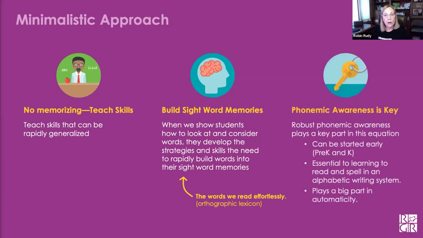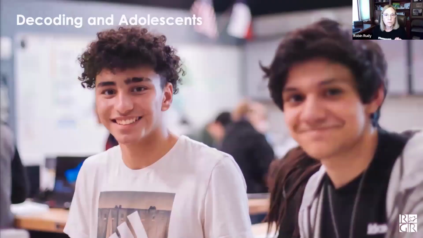Now, phonemic awareness is really key here. Robust phonemic awareness plays a vital part in this equation. Students need strong phonemic awareness to orthographically map words. This should be started in pre-K and kindergarten and continued through 2nd, 3rd, 4th, even 5th grade. It's essential to learning to read and spell in an alphabetic writing system like ours, and it plays a huge piece in building automaticity.